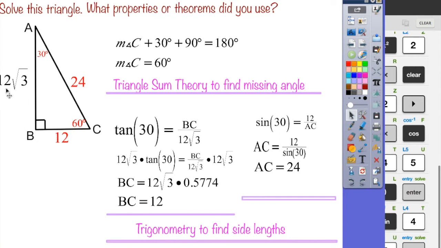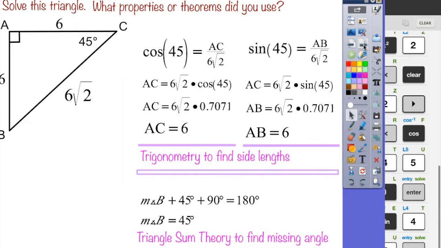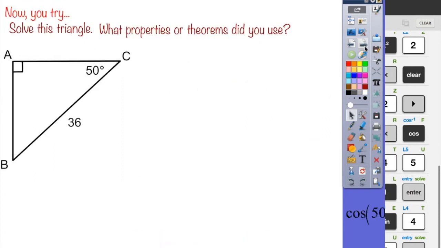Okay, notice the 12, square root 3. One of the legs is 12, and the hypotenuse is just twice as much. Okay, so I encourage you to find more information about the 30, 60, 90 and 45, 45, 90 triangle. Okay, now you try this.